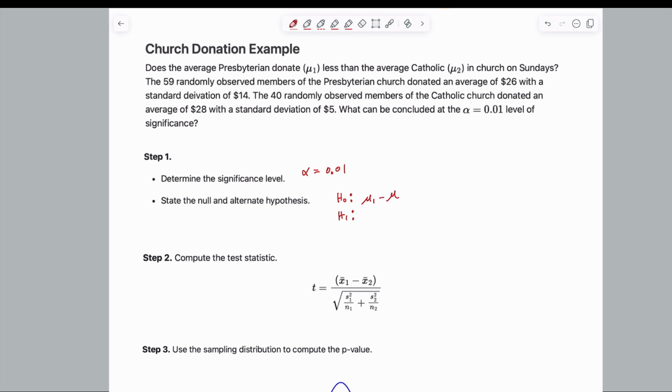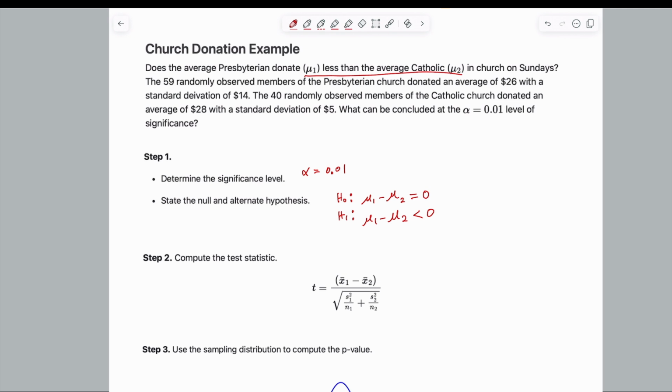So the null hypothesis is going to be that the difference of the two means, where we'll take the population mean for Presbyterians to be denoted by mu sub 1, and that of the Catholics mu sub 2, is 0. So we're saying the difference of average donations for the population means is 0 from the null hypothesis. And since we want mu 1 to be less than mu 2, we will run a left tail test, which means we have less than 0 in the alternate hypothesis. Okay, so we have a left tail alternate hypothesis.